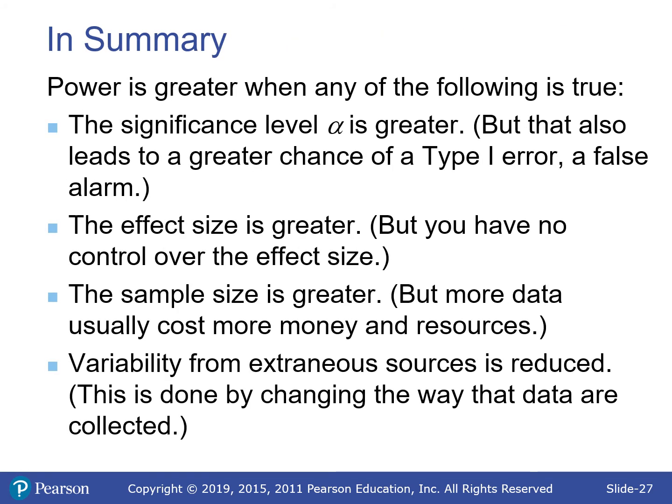And so, in summary, power is greater when the following are true. The significance level alpha is greater, but that leads to a greater chance of type 1 error. The effect size is greater, but that's based on the population and the null hypothesis, which neither of those we can really control. The sample size is greater, but again, that costs more money and resources. Variability from extraneous sources is reduced. That can be done by changing the way the data are collected, different ways of doing that.